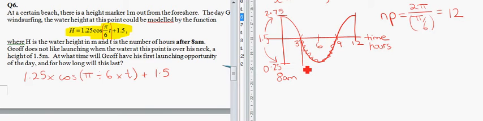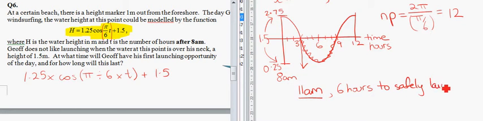So this time here we can easily see if this is 8 AM and this is 3 hours later, first opportunity he'll get to launch is at 11 AM and he'll have a period of 6 hours when it's safe for him to launch. 6 hours to safely launch his boat. So that would take him right up until 5 PM when it would once again get too deep.